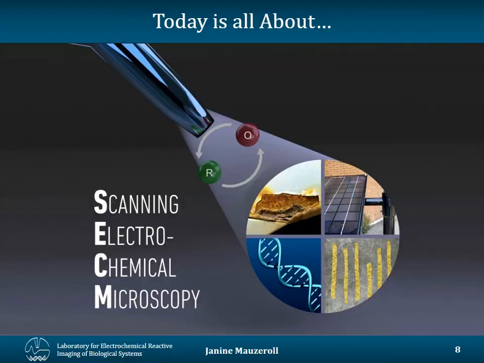So today is all about scanning electrochemical microscopy. And we see on the left-hand side in blue, a micropipette tip, which is basically playing ping pong with a surface using a redox probe highlighted in red and green. This redox probe in scanning electrochemical microscopy gets oxidized or reduced at the surface and then diffuses back to the microelectrode, where it will exchange electrons and generate a current, which we will be monitoring.